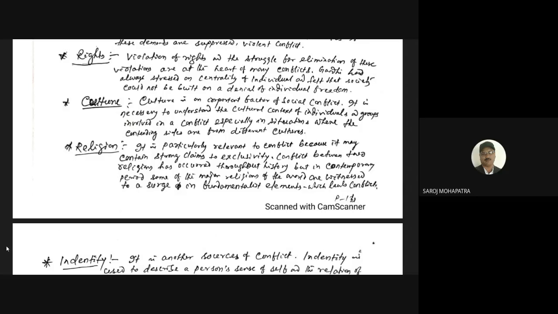So similarly, religion is particularly relevant to conflict because it may contain strong claims to exclusivity. Conflict between two religions has occurred throughout history, but in the contemporary period, some of the major religions of the world are witness to a surge in fundamentalist elements which cause conflict.